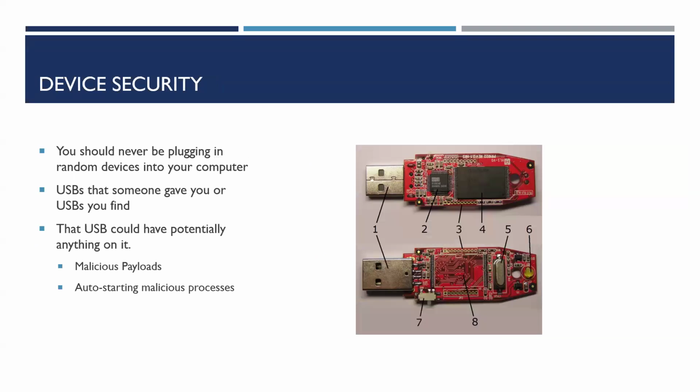USB devices. There have been cases before where USB devices like USB drives and things were dropped in the parking lot. Somebody picks it up and plugs it in. You have no idea what's on that. It could be a malicious file. It could be something that when you plug it into your computer, it installs a program automatically.